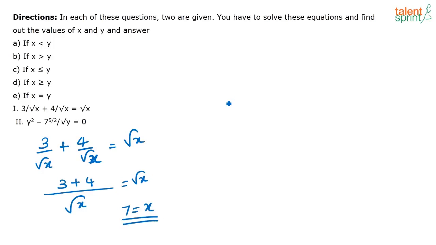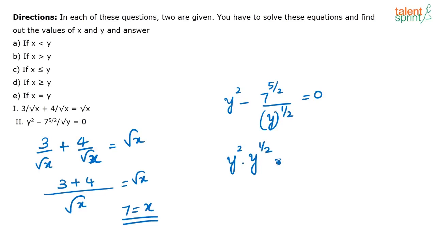Now look at the next equation. So you have y squared minus 7 to the power 5 by 2 divided by root y. What is root y? Root y is nothing but y to the power 1 by 2. Correct? This is equal to 0. Now if I take the LCM, what happens? I have y squared into y to the power 1 by 2 minus 7 to the power 5 by 2, that is equal to 0. Correct? This y to the power 1 by 2 will become common here. I can take it to this side, then multiply it by 0 and remove it. So this is what I am left with.